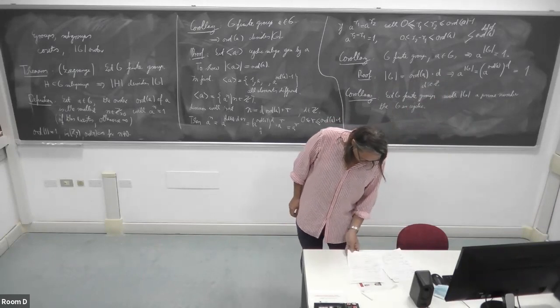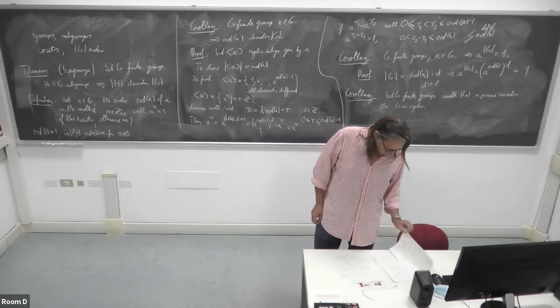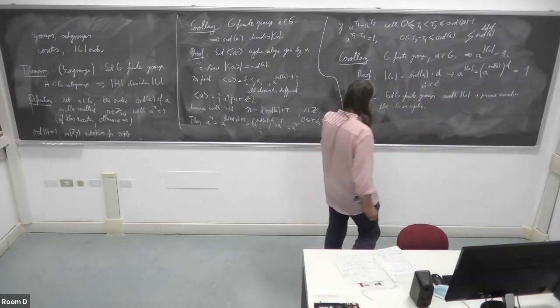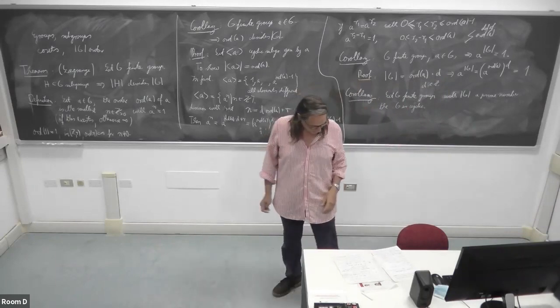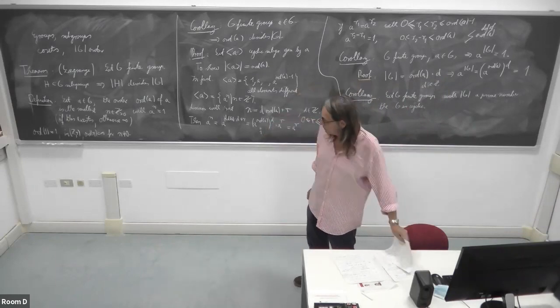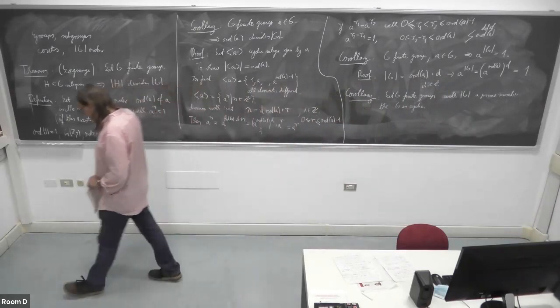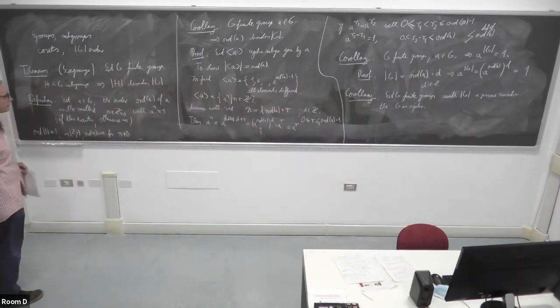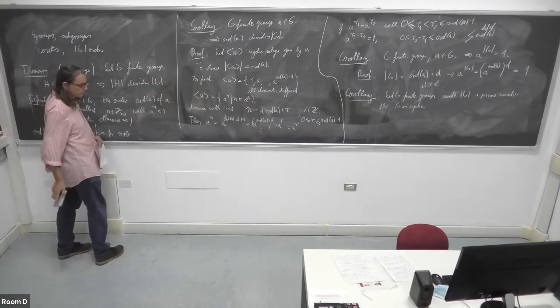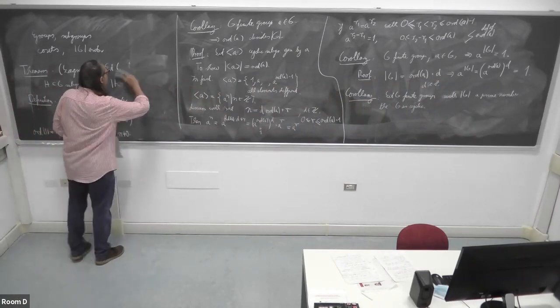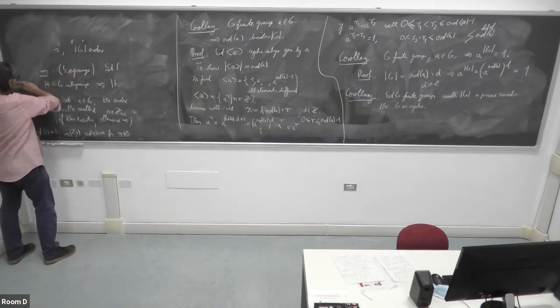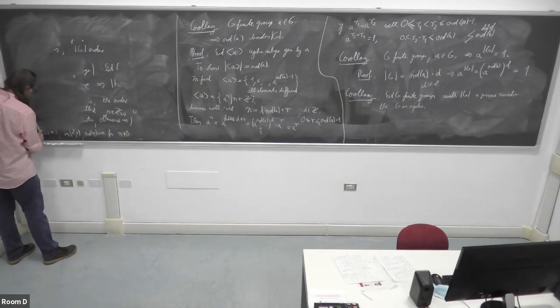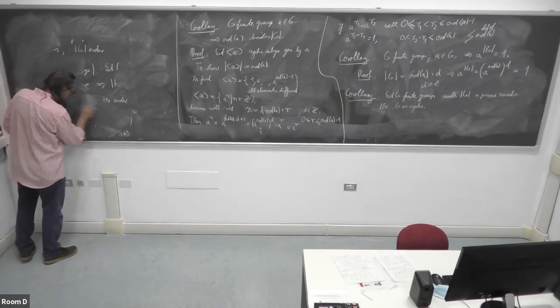Okay, so that was as much as I wanted for the moment to say about these simple consequences of Lagrange's theorem. Are there any questions? Otherwise, I now want to start talking about normal subgroups.